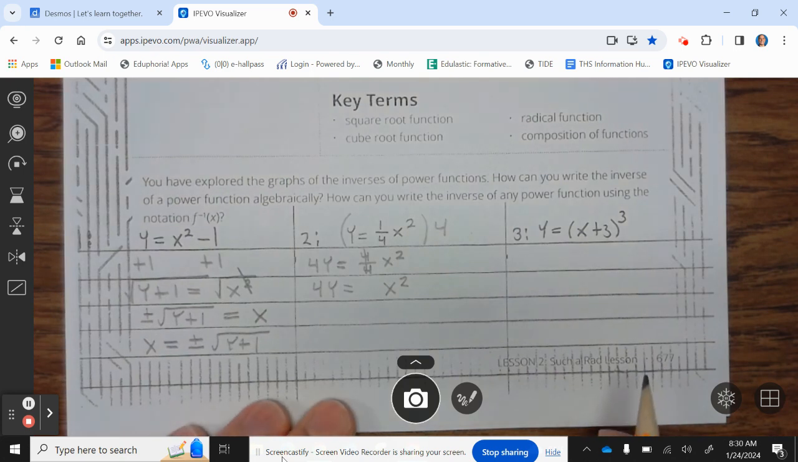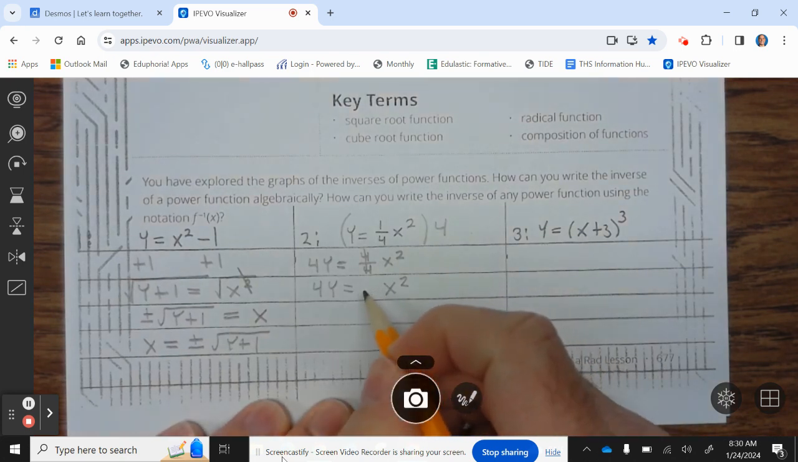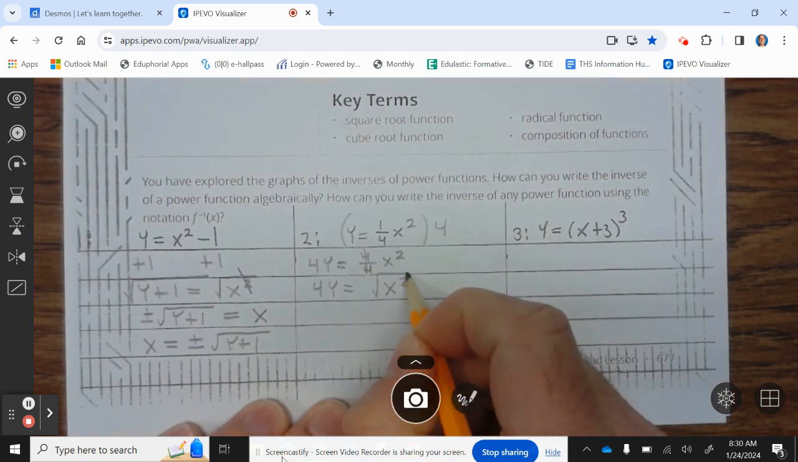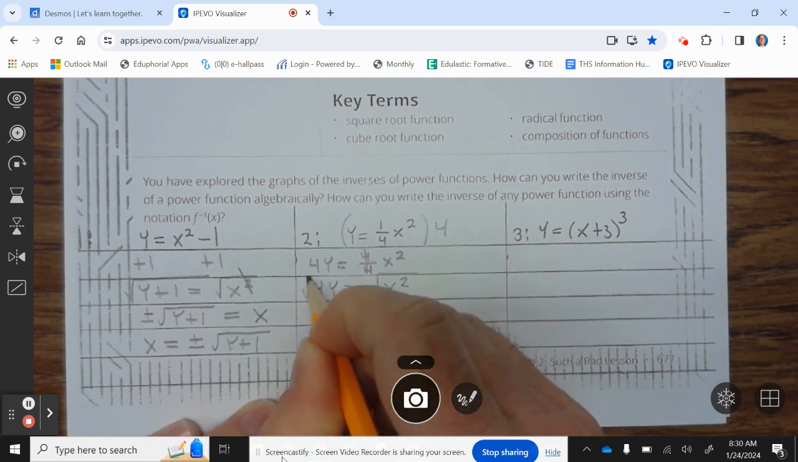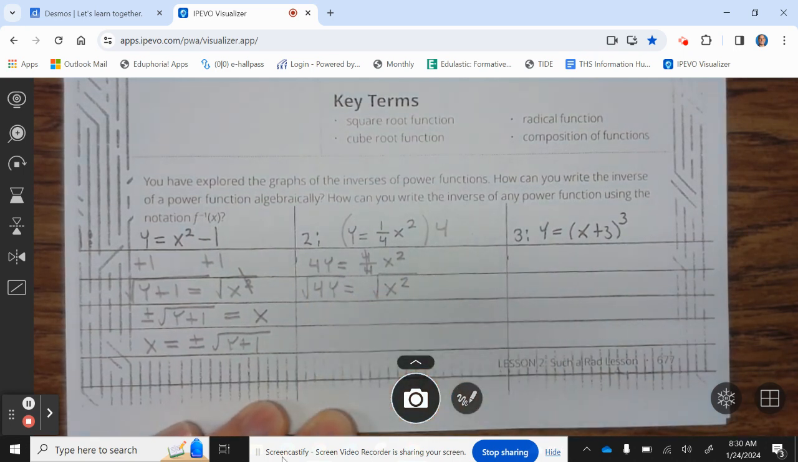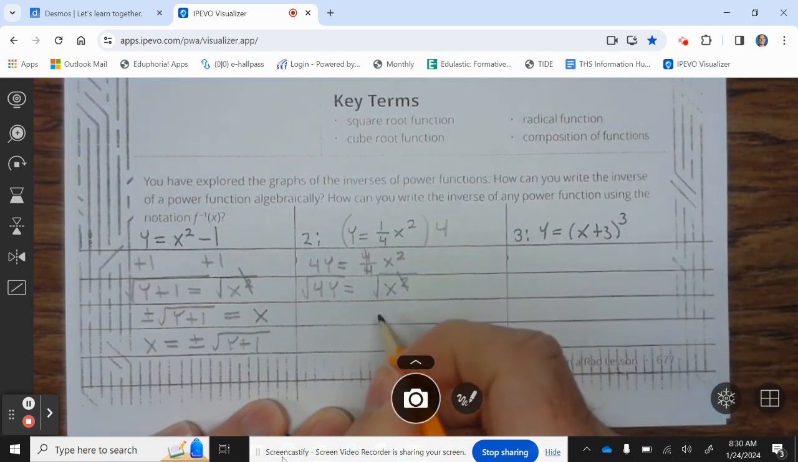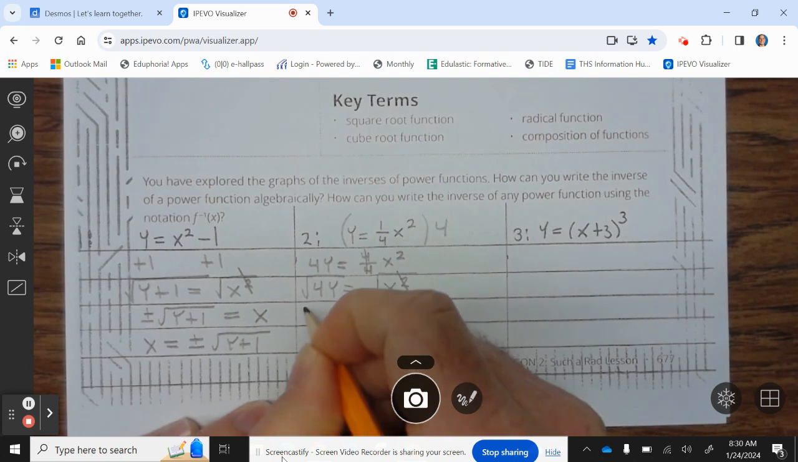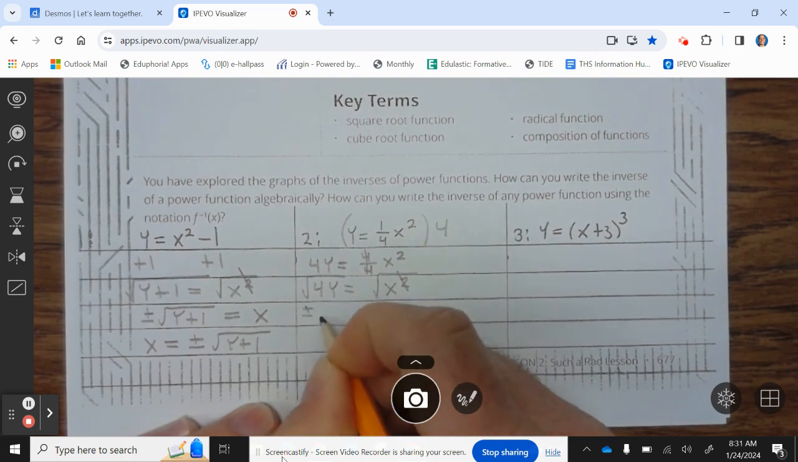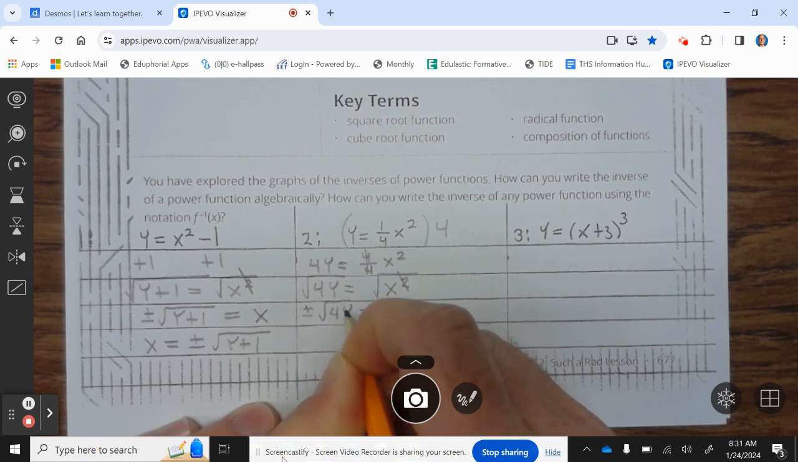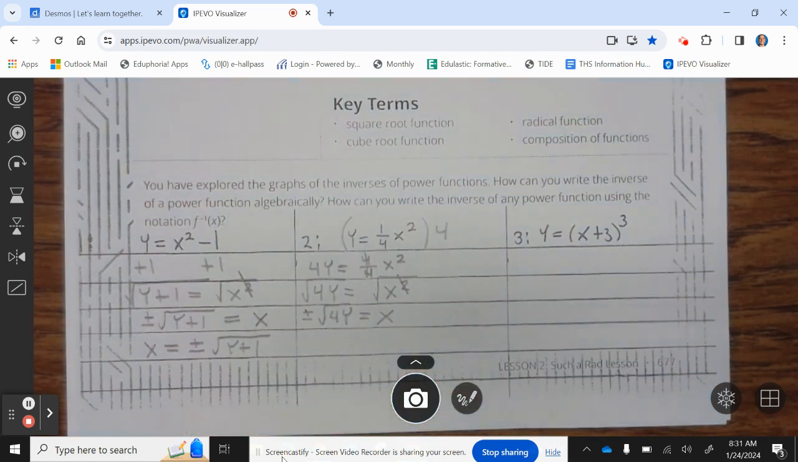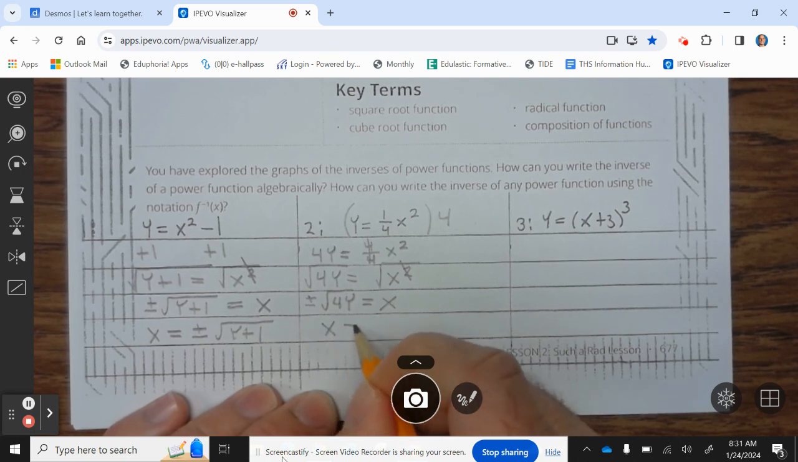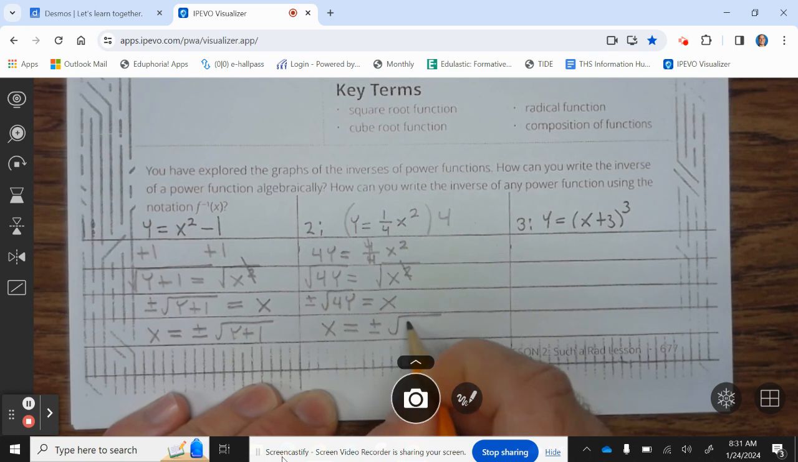Now, the last step is you're going to take the square root of both sides. Square root cancels the squared. So you get x equals plus or minus the square root of 4y, which can be rewritten as x equals plus or minus square root of 4y.